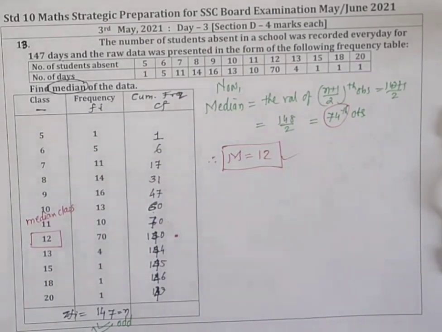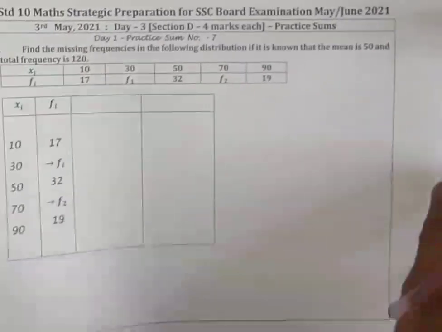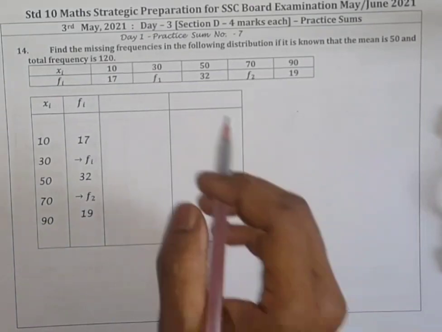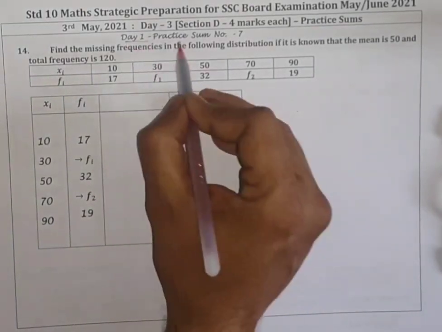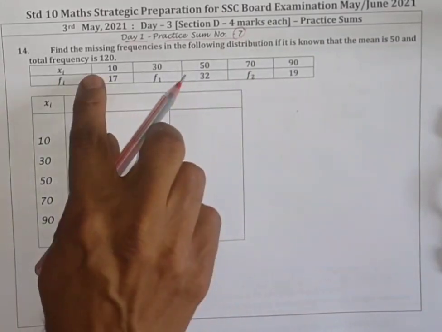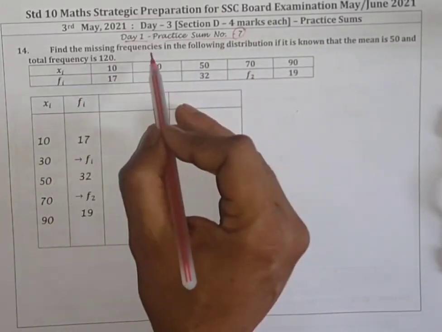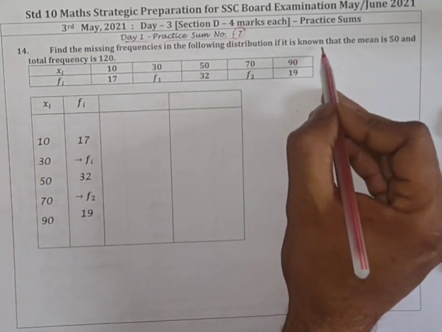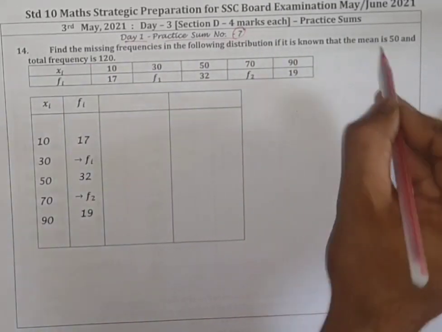Okay. Moving on to the next one, and that is from the homework. Children, on the first day, I had given practice sum number 7 as homework. This is that question. Find the missing frequencies in the following distribution if it is known that the mean is 50.